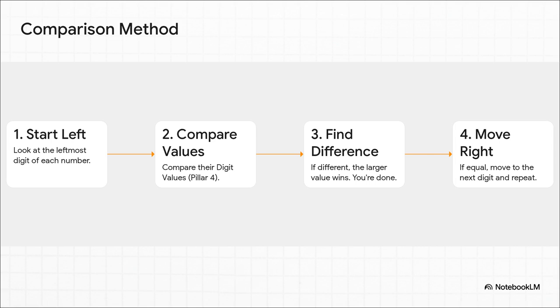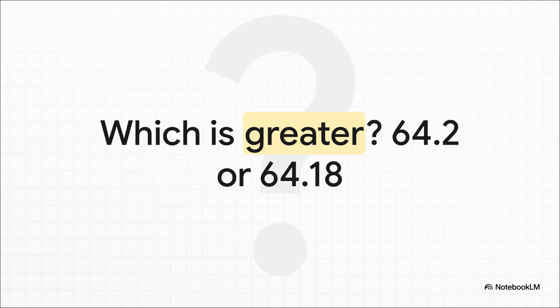All you do is start at the very left of each number and compare the value of those digits. If one is bigger than the other, boom, you're done. That number is bigger. If they happen to be the same, you just take one step to the right and you do it again. So let's try it out on a classic trap question. This is the one that gets kids every time, right? Which one's bigger, 64.2 or 64.18?